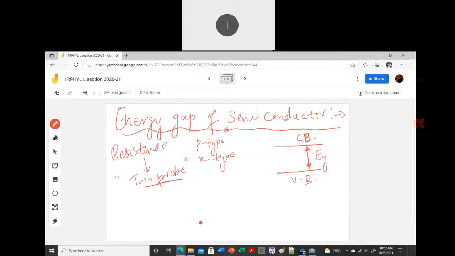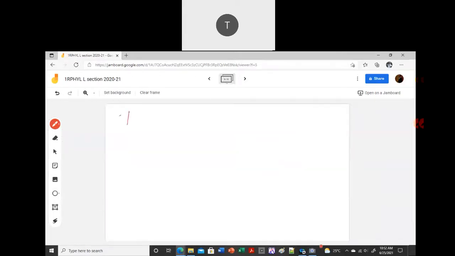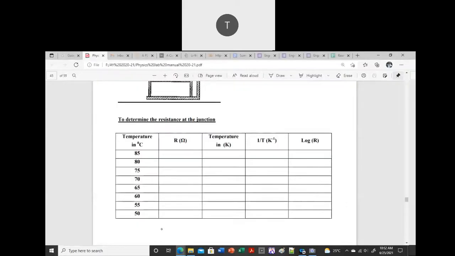In case of the two probe method, if I want to measure the resistance of any material, then I will just switch. Temperature in degree C, and then I'll write resistance. I will start this experiment and keep on explaining, because we need to wait for the temperature to cool down. Till then, I will show the setup.